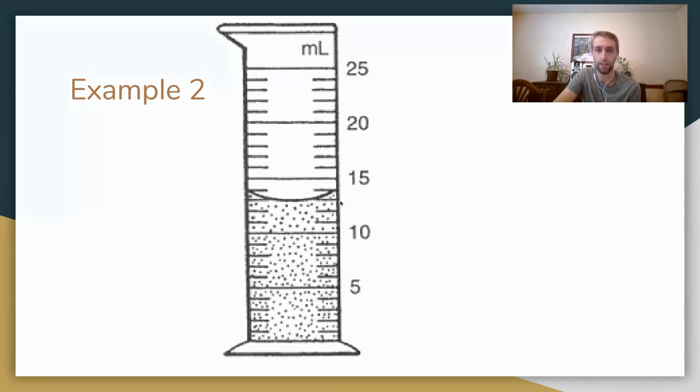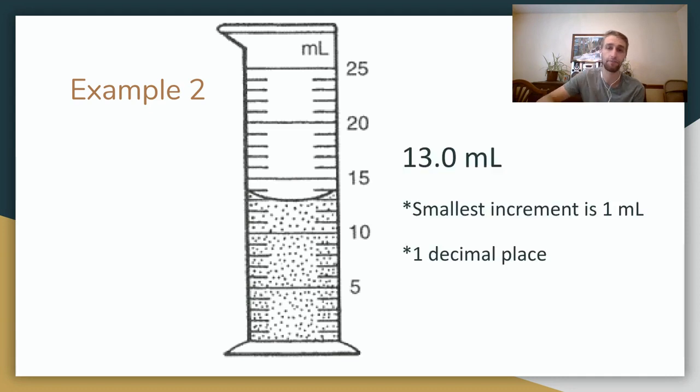Again, look at the smallest increment. Each line on here is 1 milliliter. So go 1 decimal place further than that, which would be tenths again. So if you think it lines up exactly on the 13 line, you have to mark it as 13.0 milliliters. Same reason as before. Smallest increment is the whole unit, the whole number. So we go to the first decimal place.